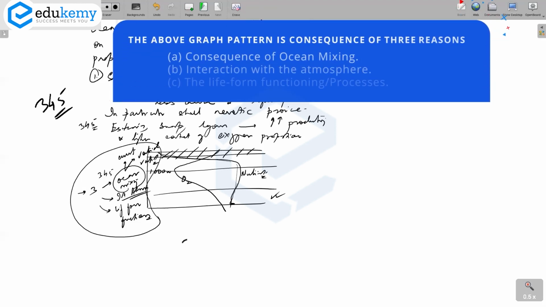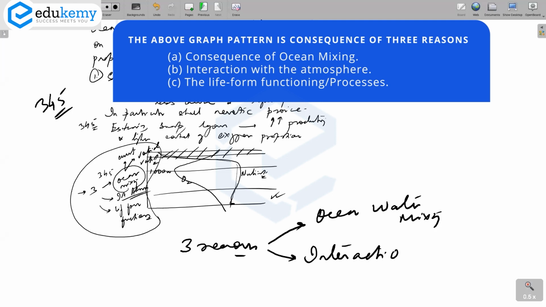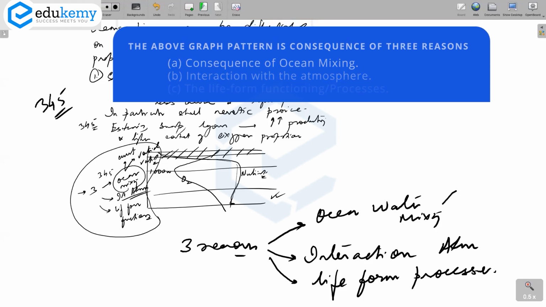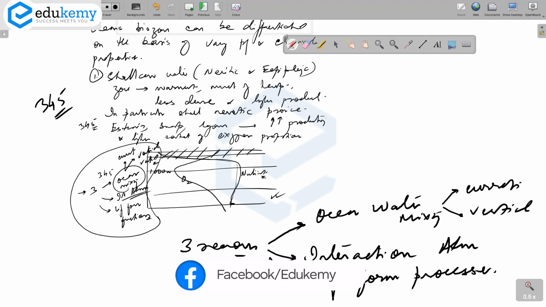So I repeat the three reasons for this pattern. एक है ocean water mixing और एक है interaction with the atmosphere. The third is life form processes. Okay, metabolism, life form processes. Ocean water mixing में you have got currents and you also have the vertical movements of upwelling and downwelling.